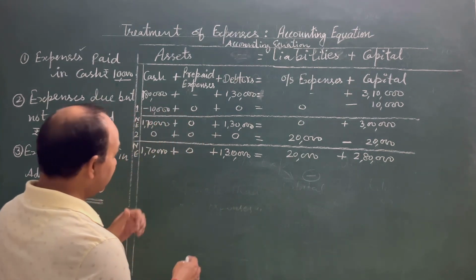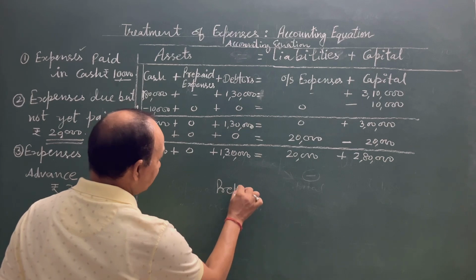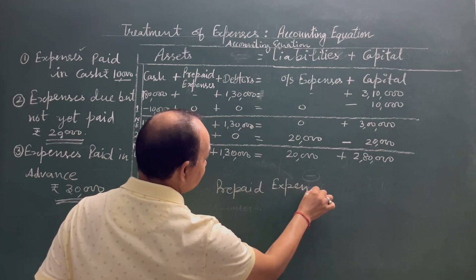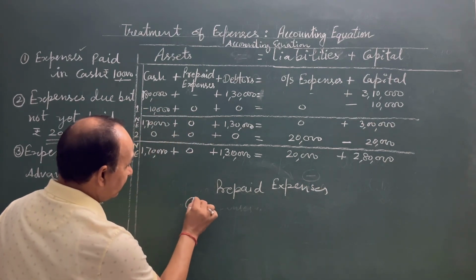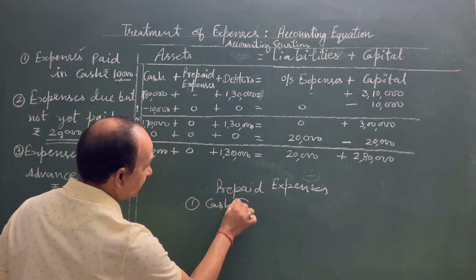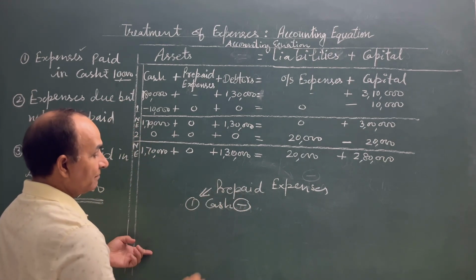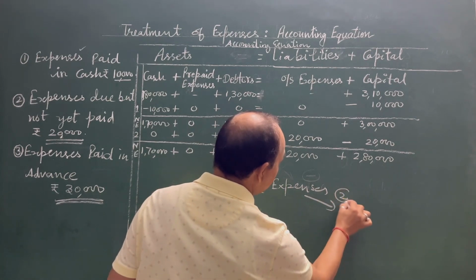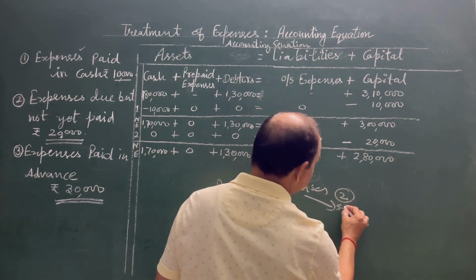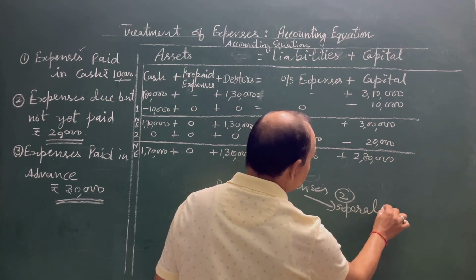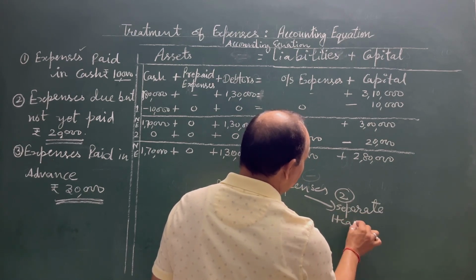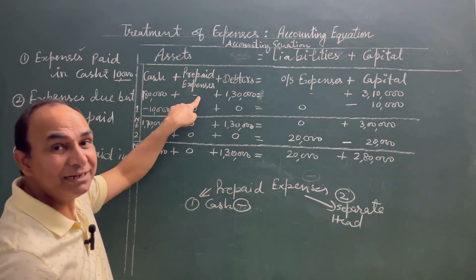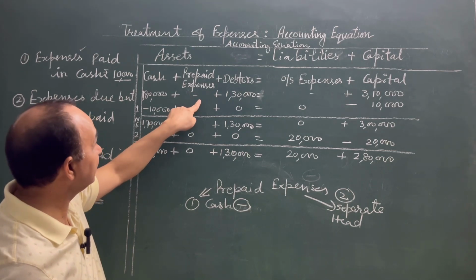So see, what will be the effect of prepaid expenses? Firstly, I would like to write here prepaid expenses. Their first impact will be on cash. It will be deducted from cash, because it has been paid in cash. And second effect, a separate head will be created on the asset side, titled as prepaid expenses, and it will be shown under this head.